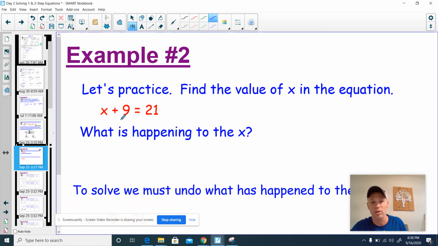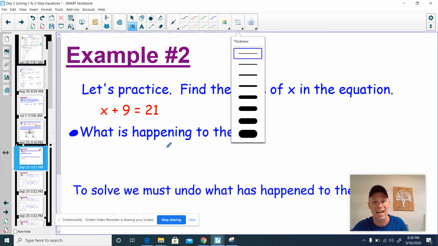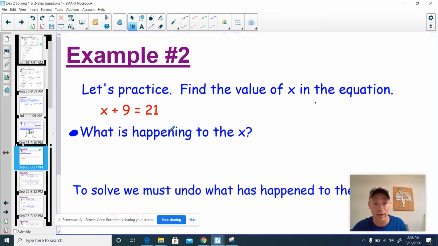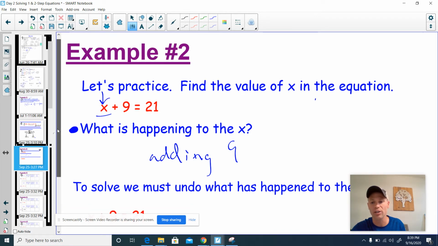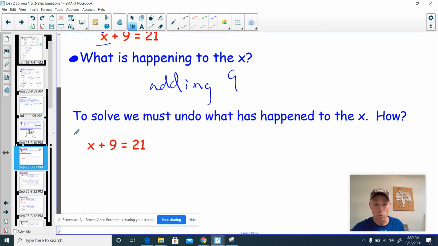So we want to find the value of x in the equation. We always start with this question, and we answer this question. What is happening to x? Okay? That's where we start. So what's happening to x? Well, what's happening to x is that we are adding 9, right? And whenever we solve equations, we have to undo that stuff. We have to undo what was happening to x in order to find out what x really is. And in order to undo things, we have to do the inverse operation.